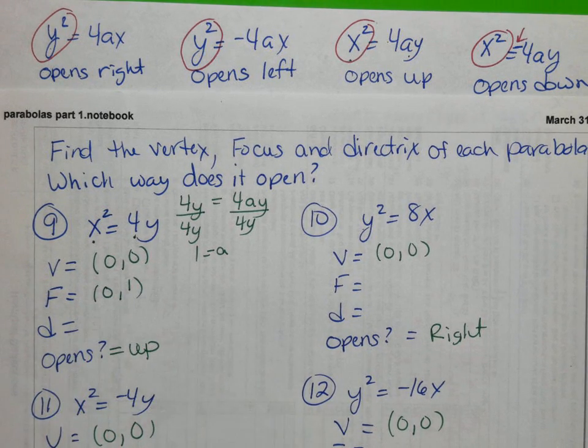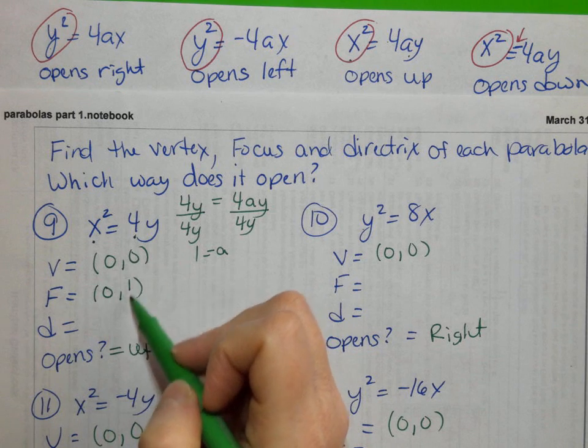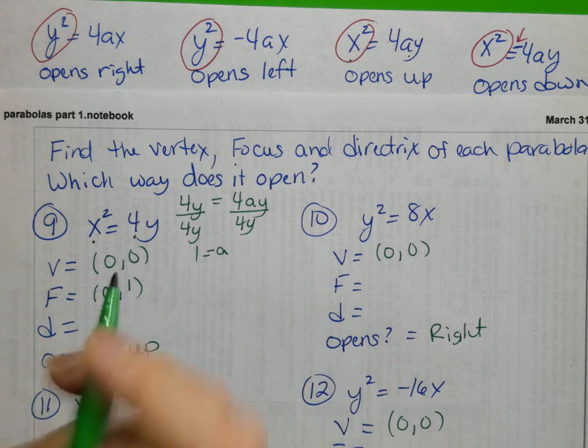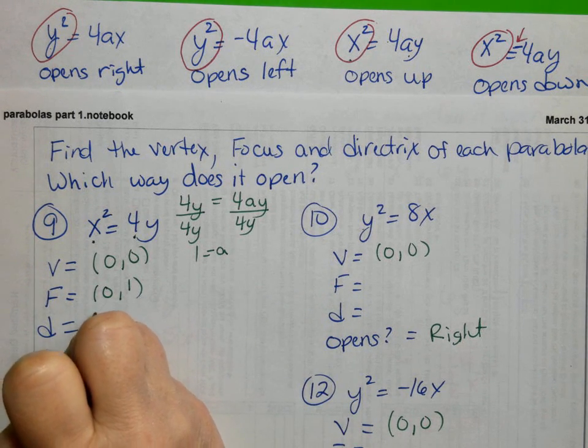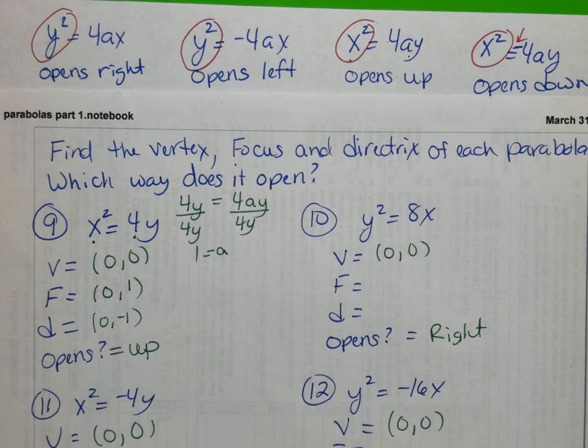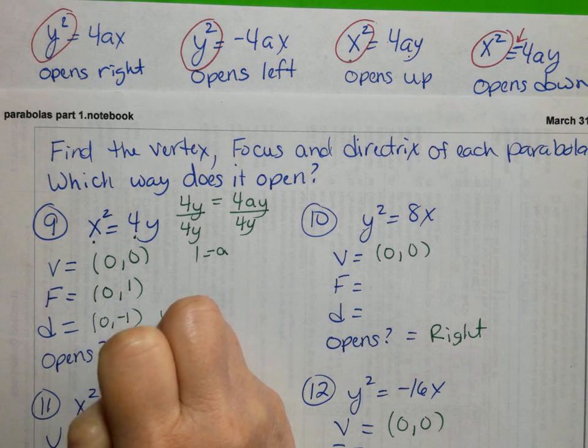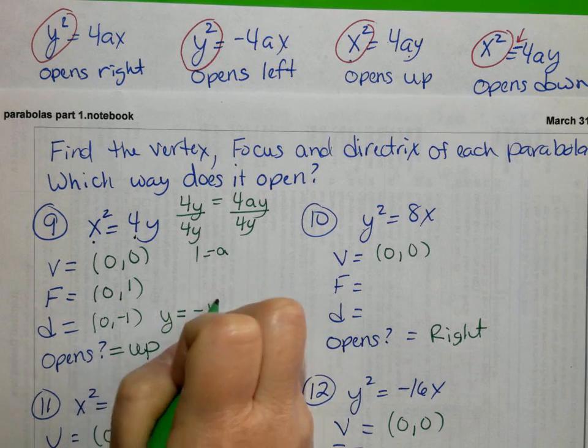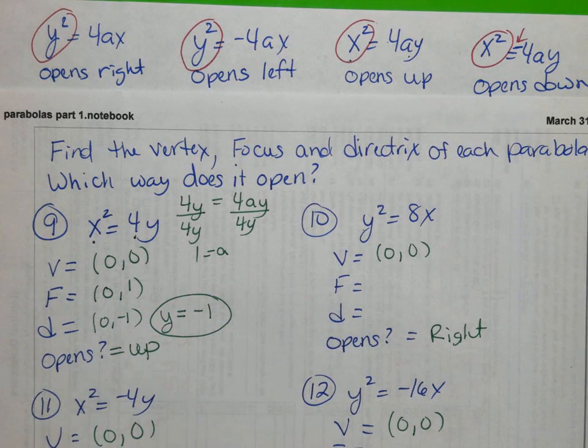And the directrix goes the other way. If this went 1 up, this is going to go 1 down. So it's going to go through the point 0, -1, which tells me it's y equals -1 is my directrix. How did I get the y equals? Where's it at? It's in the y position.